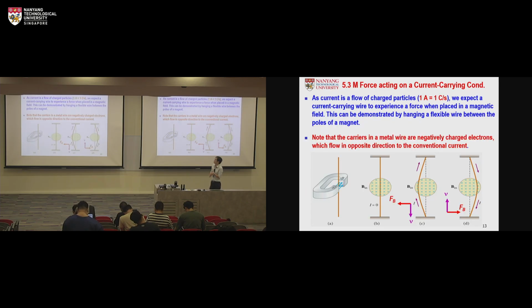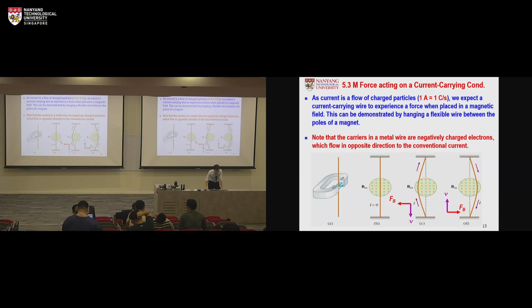So until now, it's been the magnetic force on a single moving charge. Now we are going to move on to the next scenario, the so-called current carrying conductor. Again, as we mentioned at the beginning, the difference is that now we are going to deal with an infinite number of moving charges.